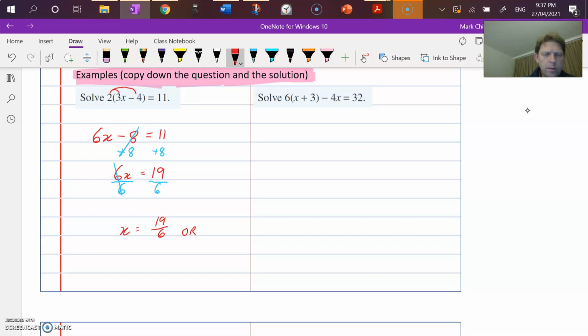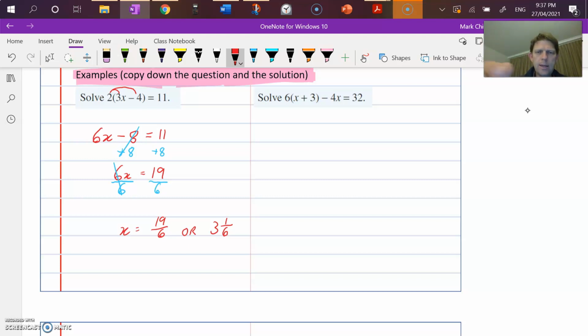So I know that 6 goes into 18 3 times, and there'd be 1 left over. So 3 and 1/6 left over. Most of the time, though, you'll probably find it's perfectly fine to have 19 over 6 as your answer. It depends on what's in the back of the book. I'm less concerned about that here. I'm much more concerned about the process.